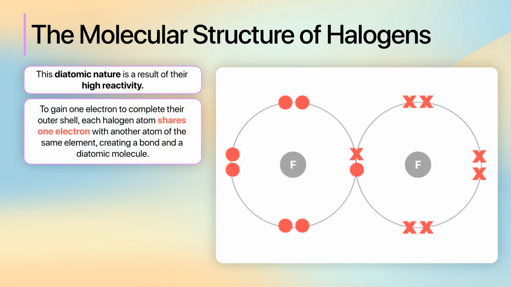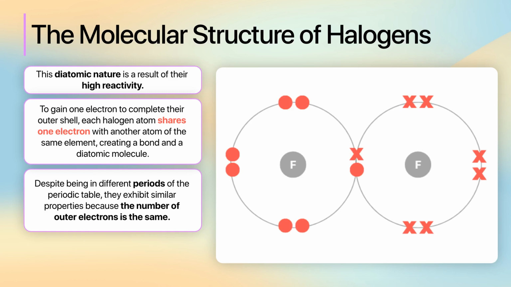In order to gain 1 electron to complete their outer shell, each halogen atom shares 1 electron with another atom of the same element, thus creating a bond and a diatomic molecule. We will delve deeper into electron sharing and bonding in a later unit. Despite being in different periods, or rows, of the periodic table, they exhibit similar properties because the number of electrons in the outermost shell is the same.